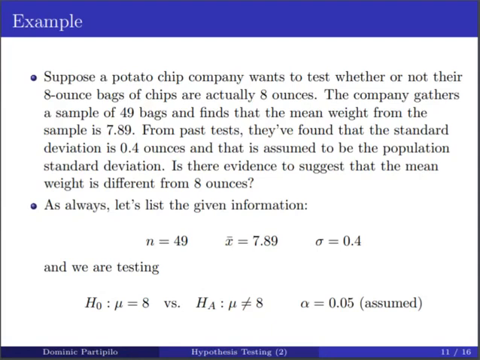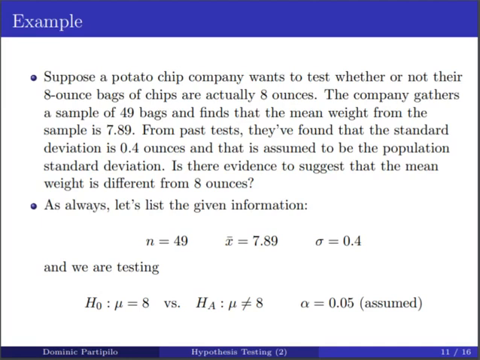So let's look at an example. Suppose a potato chip company wants to test whether their 8-ounce bags of chips, the ones that are labeled as 8-ounce bags, are actually 8 ounces. They gather a sample of 49 bags and find that the mean weight from the sample is 7.89. From past tests, they found that the standard deviation is 0.4 ounces, and we're just going to assume that that's the population standard deviation.